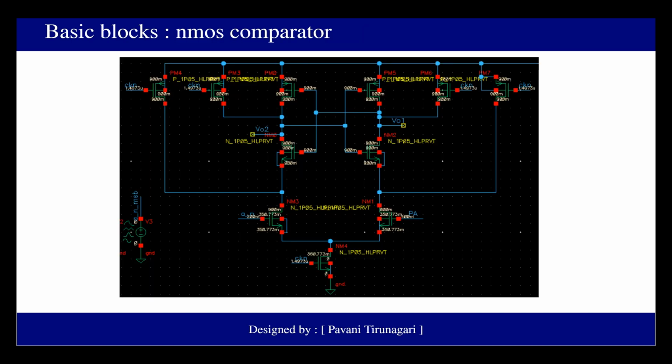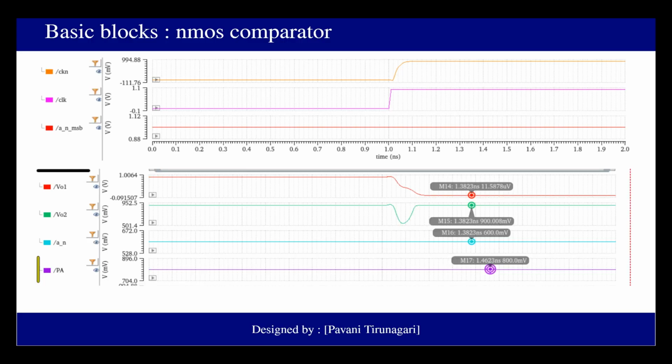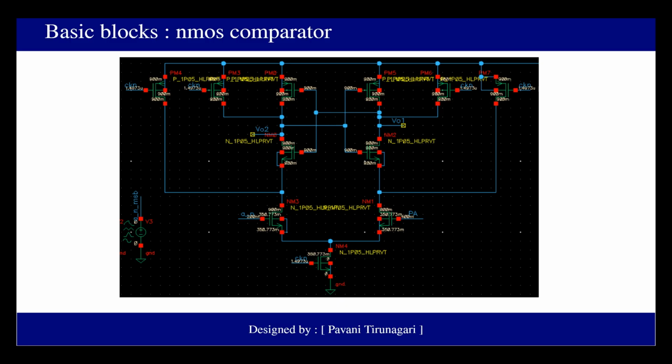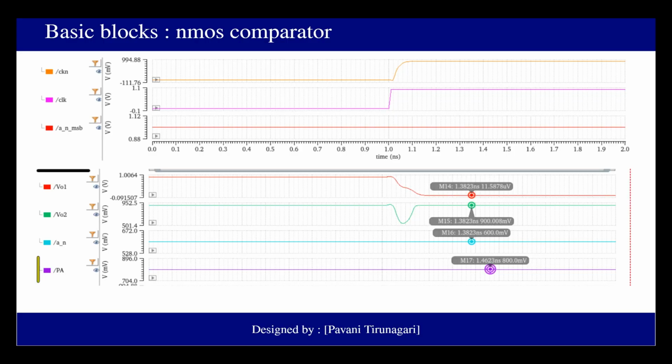This is the NMOS comparator that we have, and this is the simulation of it, where we can clearly see that if the PA value is greater than alpha n, then the VO2 goes up. This is because the PA value increases, the NMOS current increases and it pulls down to 0. So the VO2 remains 1, whereas VO1 will go to 0.